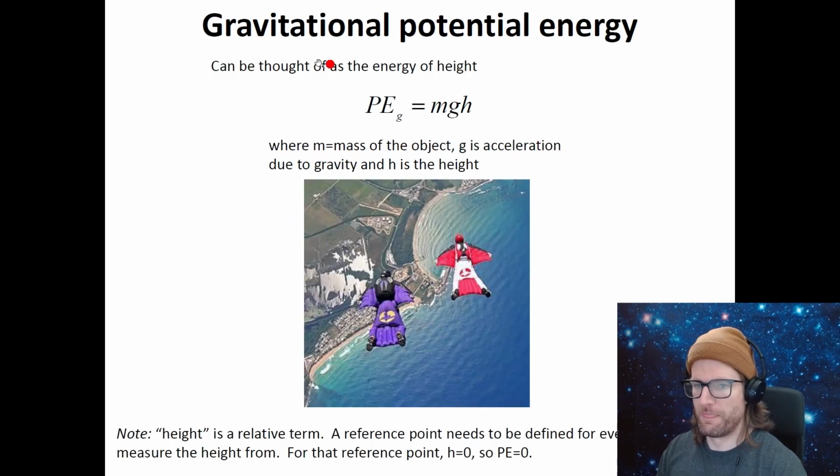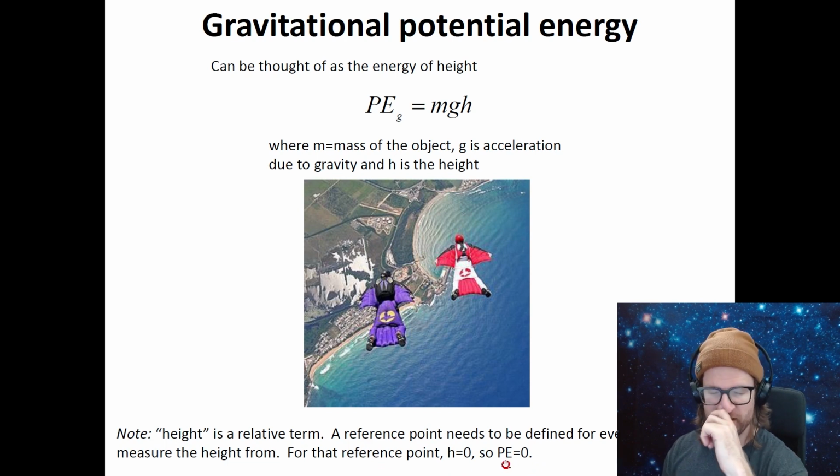Here's a formula for potential energy due to gravity. It's the mass of the object times gravitational acceleration, which is 10 meters per second squared on Earth, times the height. And the height is always measured to a reference zero, which you get to choose. We'll do some problems with this. Note, height is a relative term. A reference point needs to be defined for every situation to measure the height from. For the reference point, h equals 0. So from that reference point that you choose, h equals 0 there, which means the potential energy is 0 there.